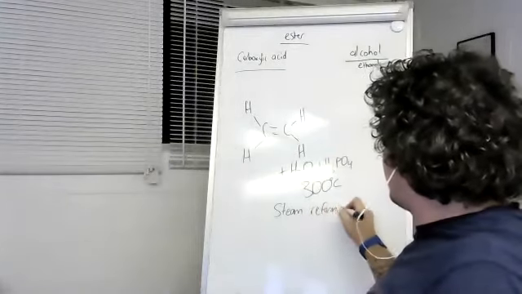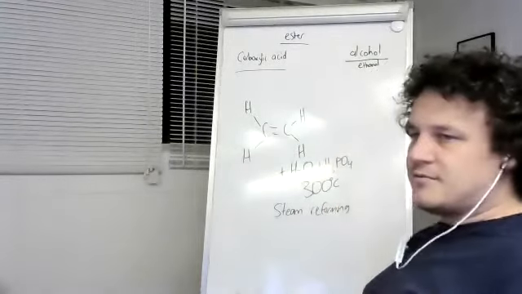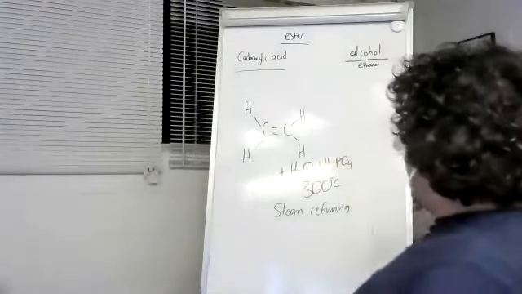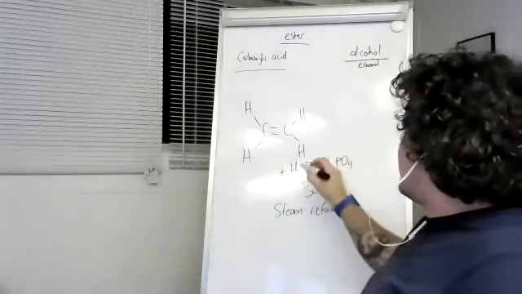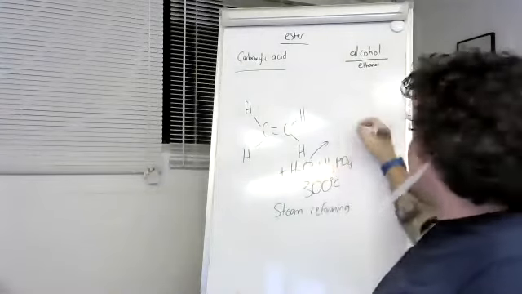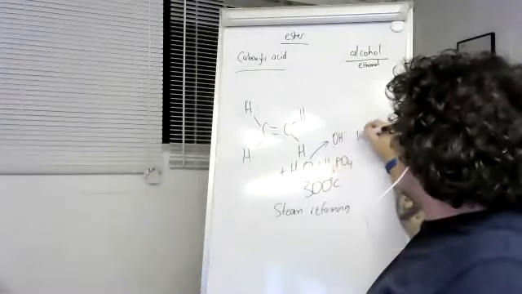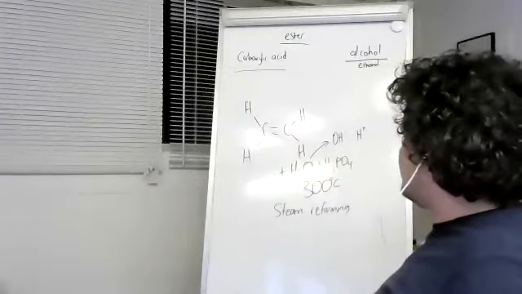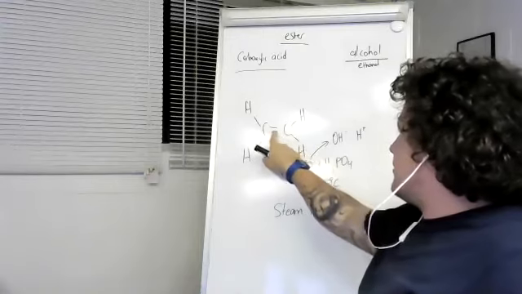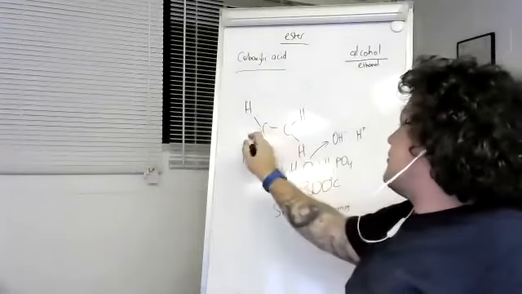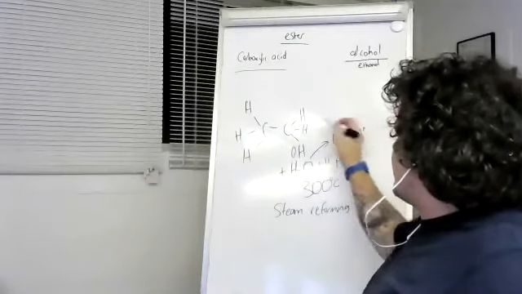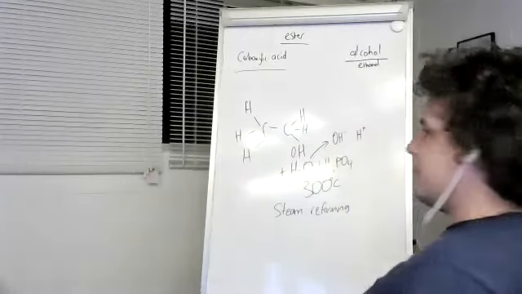It's actually how you make hydrogen gas from methanol as well. Sorry, methane, not methanol. So what happens is the H2O, when it's heated with the catalyst, becomes OH minus and H plus. So we get rid of this double bond. Hydrogen goes on this side. And we end up with ethanol.